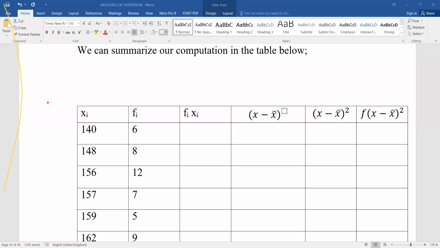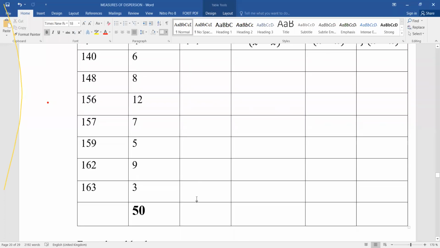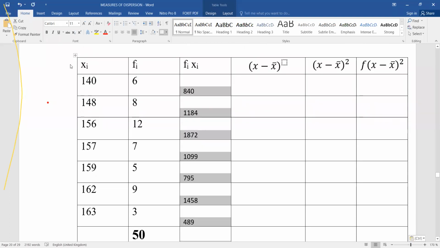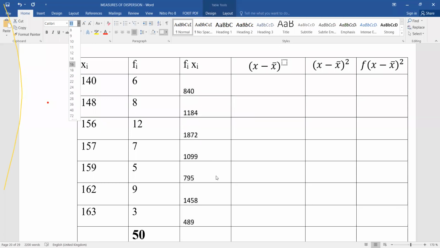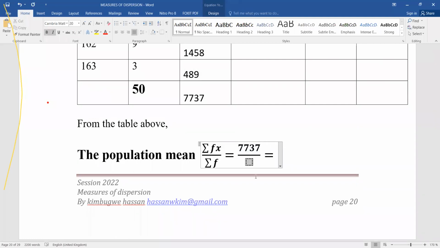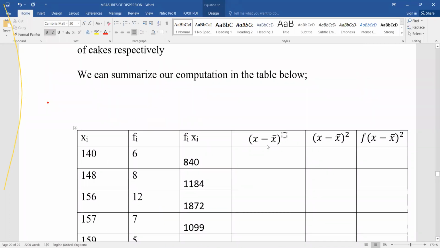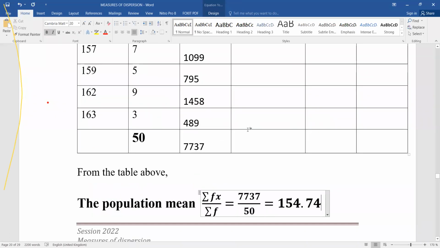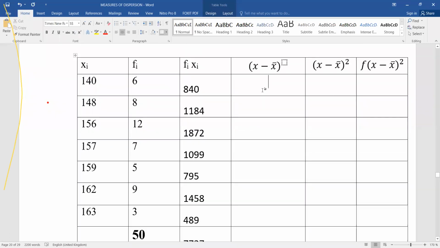So let me share with you my values. Those are the values. Let me just increase the font. So first get the mean, which is 7,737. You divide that by 50. So the mean is equal to 154.74. So we get the deviations.